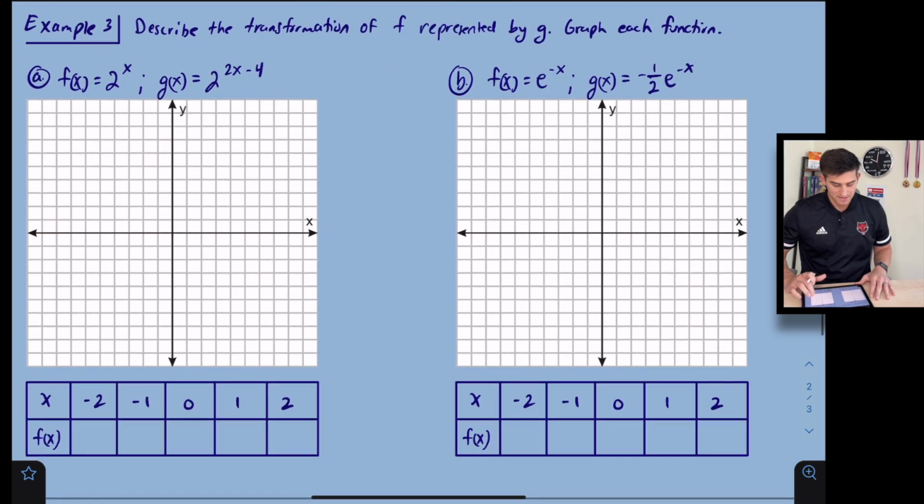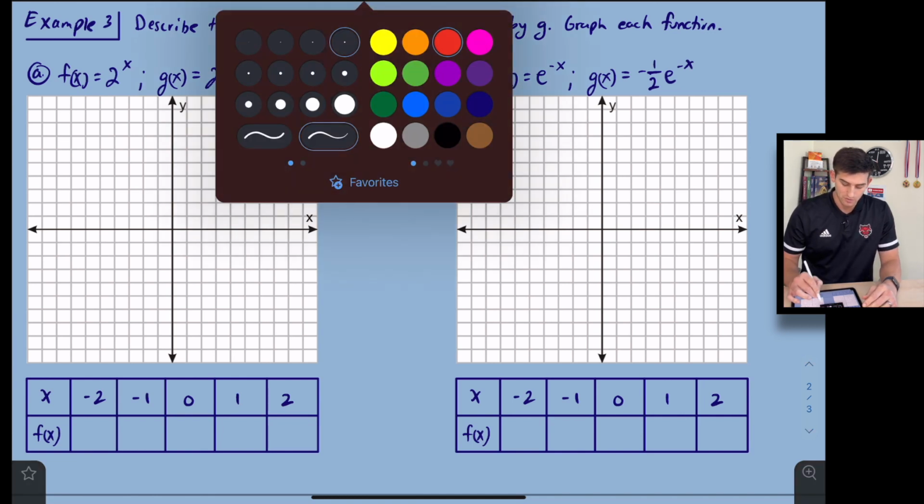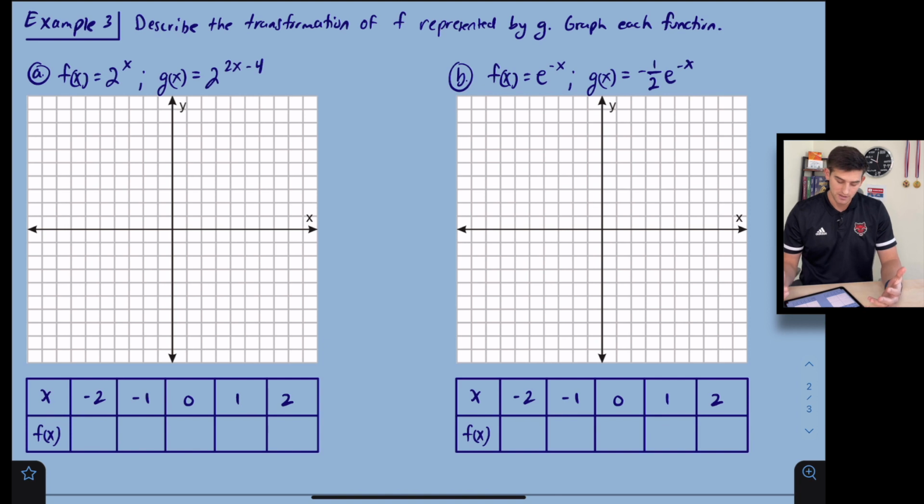All right, for our last example, we actually have 2 separate problems that we're going to do. So for these examples, it says just describe the transformation of f represented by g, and then we're going to graph each function. So if you notice here, we're throwing in some stretches and shrinks along with our translations. So for a, we have f of x equals 2 to the x, and g of x equals 2 to the 2x minus 4. So before we start, let's list our transformation that's happening, just like we did on the previous 2 examples. So notice how we now have an exponent of 2x, and we are subtracting 4.